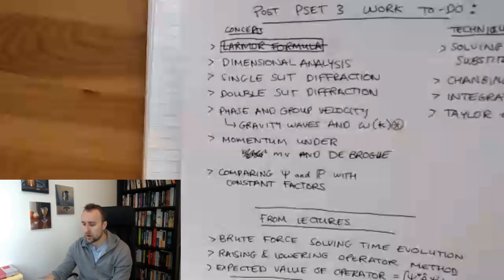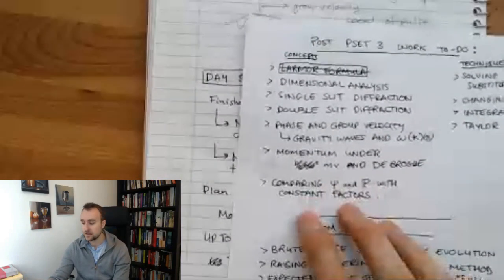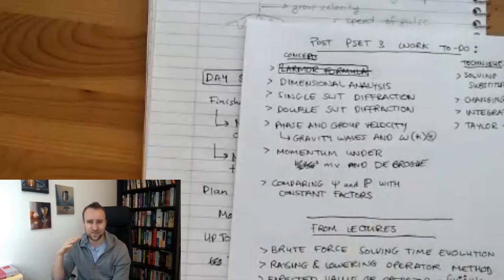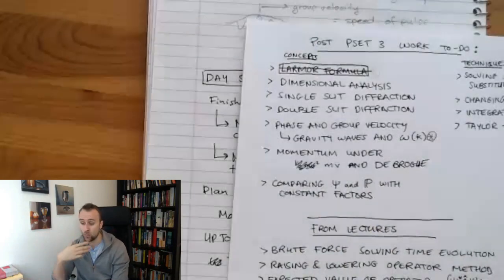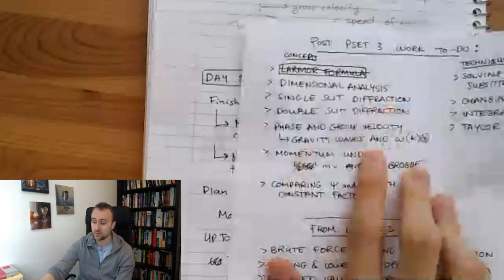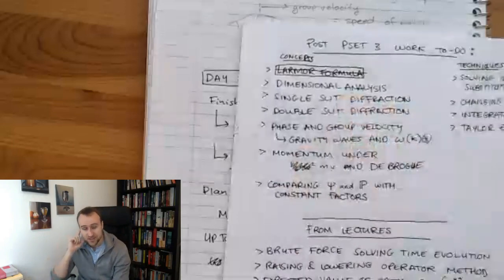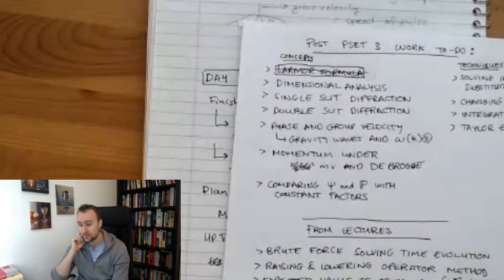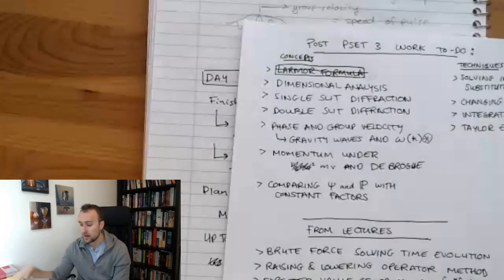Some other things, these are some concepts that came up in the problem sets that I'm a little fuzzy on, like the phase and group velocity, the diffraction. These are largely from 803. So I was struggling with those because I didn't actually really cover them that much.